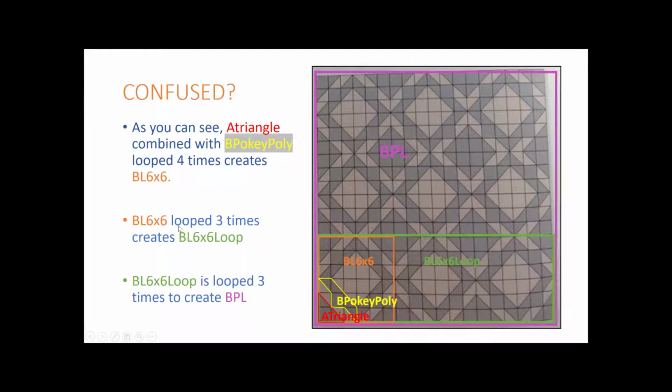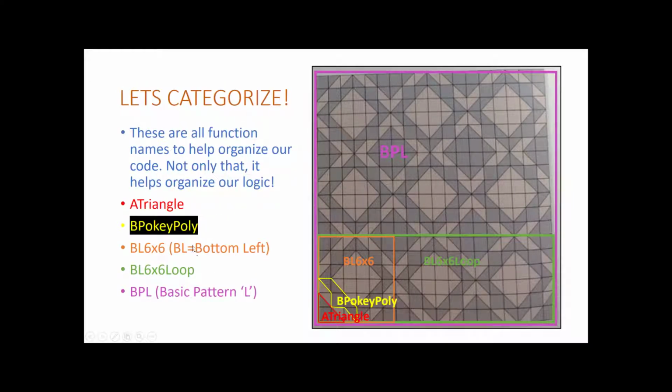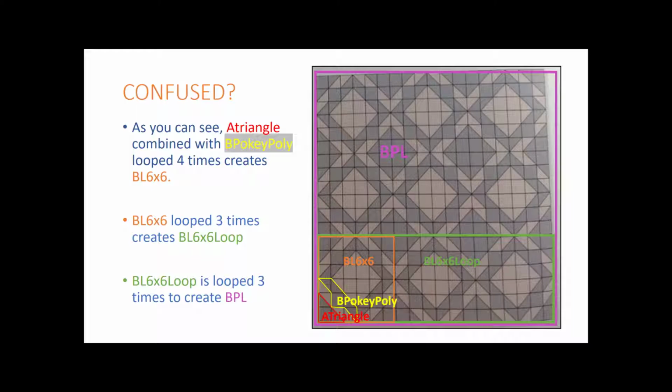Okay, so let's go back. Alright, so we have aTriangle, bPoky, bottom left 6x6 or BL 6x6, and then we're gonna loop that 3 times across to have BL 6x6 loop. Yeah, I'm pretty straightforward with my naming. And then after that, we're gonna loop that all the way up 3 times to create BPL, which is our basic pattern. And this pattern I've named L, or actually, my teacher named it L. So that's that.